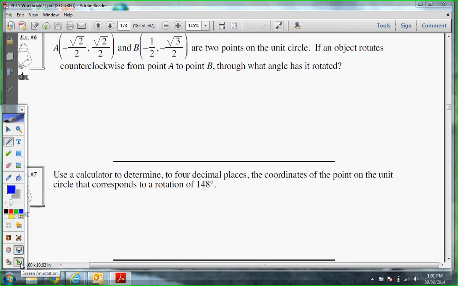Okay, so this is a good one. This is the type of problem I could see on one of your exams, in terms of diploma, final type of stuff. It says A is at negative root 2 over 2, and B is at negative 1/2, negative root 3 over 2. Our two points on the unit circle. If an object rotates counterclockwise from A to B, what is the angle that is rotated? If we plot these points, negative root 2 over 2 we know is right here, centered.